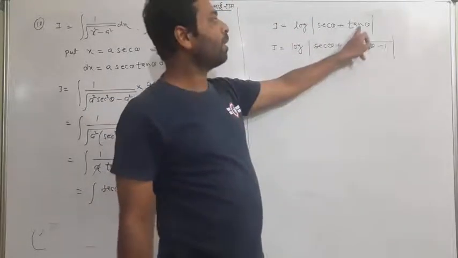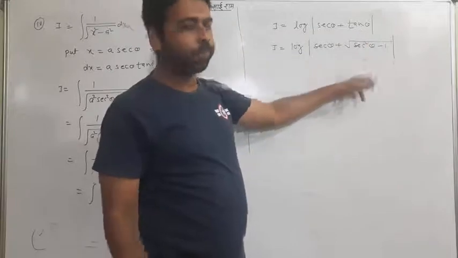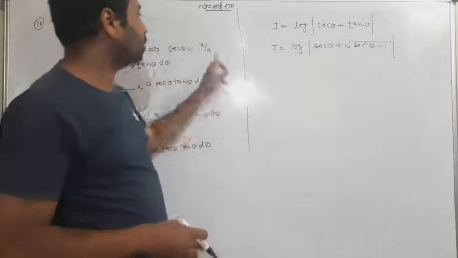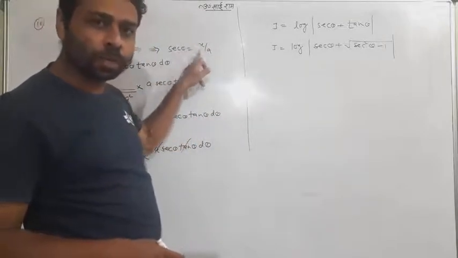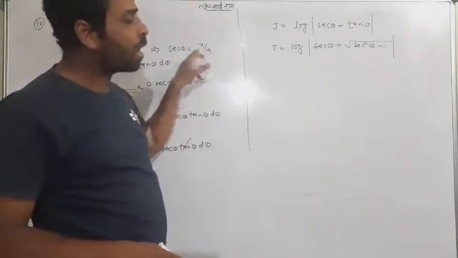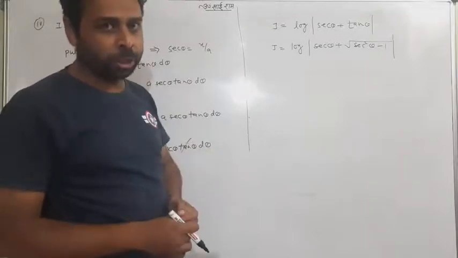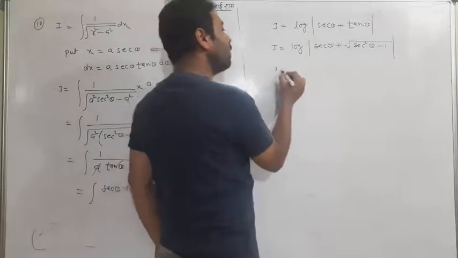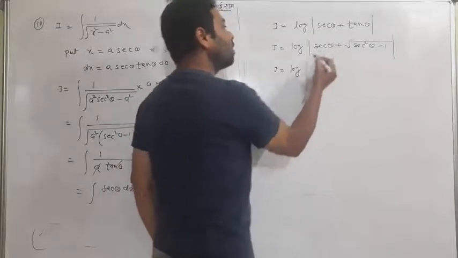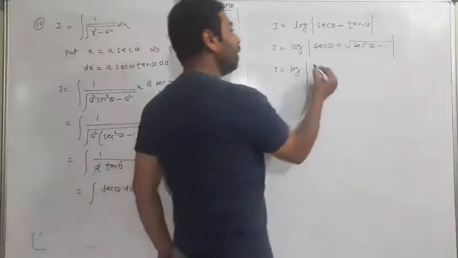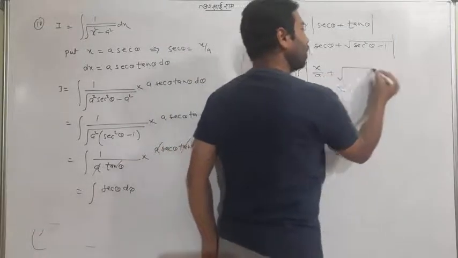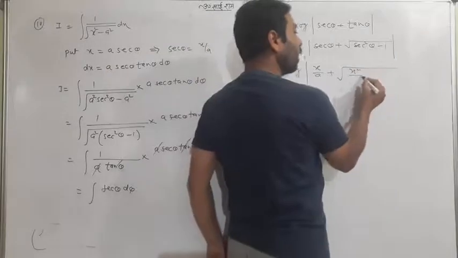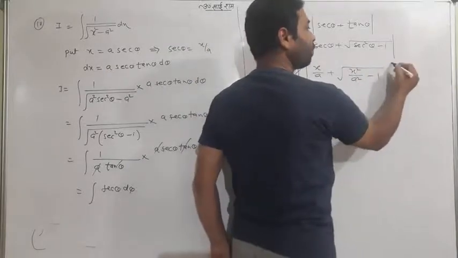So instead of tan theta I have written root of sec square theta minus 1, and why I have changed tan into the form of sec theta, because we have the value of sec theta is equal to x upon a. So we wish that everywhere the term sec theta must be there. That's why I've changed tan theta into the form of sec theta. Okay, so I is equal to log of, instead of sec theta write x upon a, and plus root of sec square theta, it is x square by a square. Can you see? x square by a square minus 1.